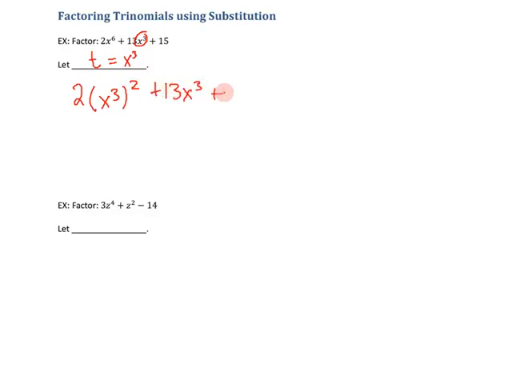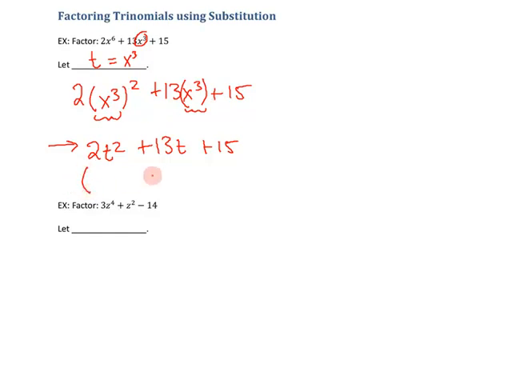I can just rewrite that problem like this. I have 2 times x cubed quantity squared, because x to the third to the second is x to the 6th. 13x cubed is exactly what we had to begin with, plus 15. Notice this is just t, and this is just t. So this is the same thing as 2t squared plus 13t plus 15. Now it's just a square that we can factor the old-fashioned way, right?